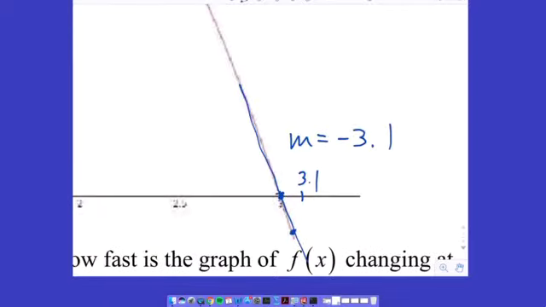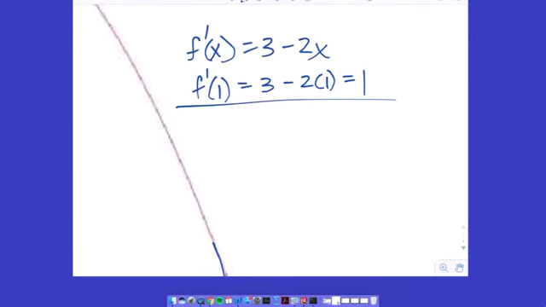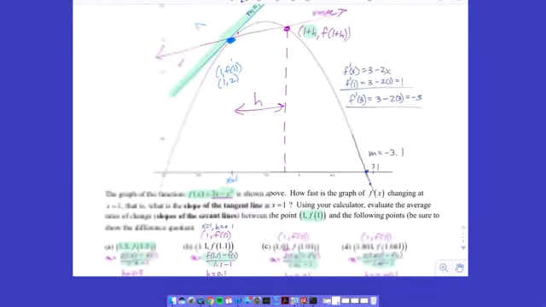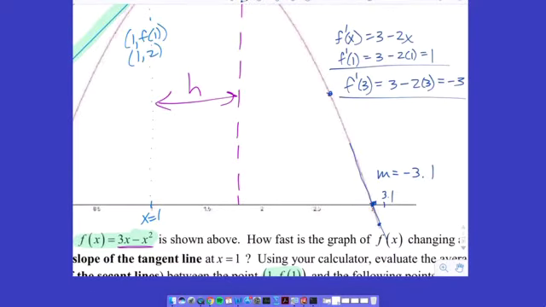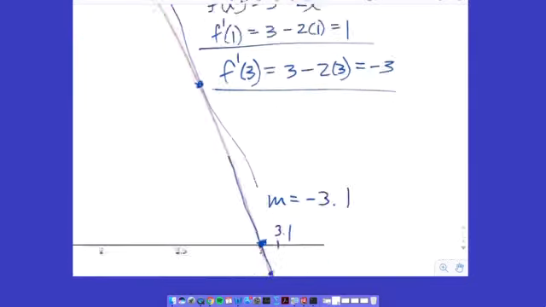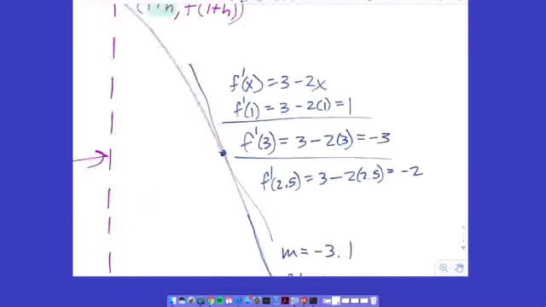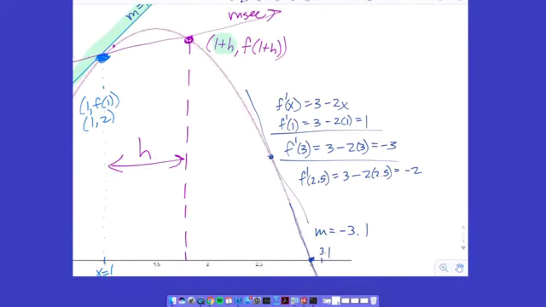You want to know how fast it's changing right there at 3? No problem. That's f prime of 3. That's 3 minus 2 times 3. That's going to be negative 3. That's awesome. Let's do one more. How fast is the graph changing right here at 2.5? That's f prime of 2.5, which is 3 minus 2 times 2.5, which is negative 2. Yeah. That gives you like the speedometer. It tells you exactly how fast the graph is changing at a single point.